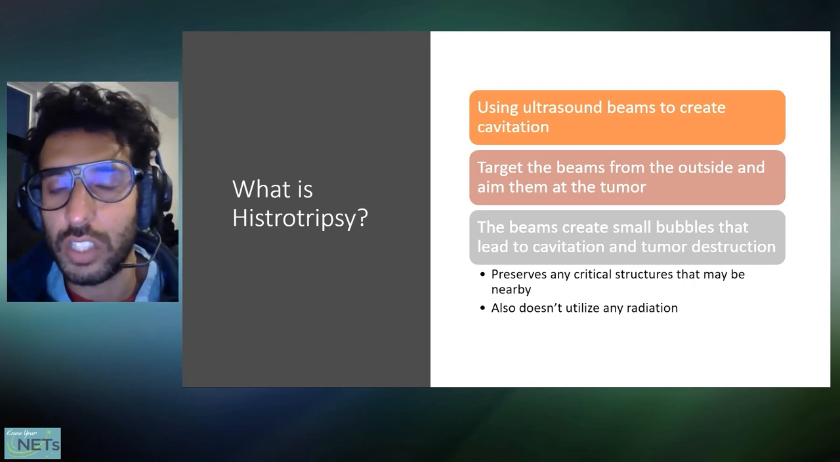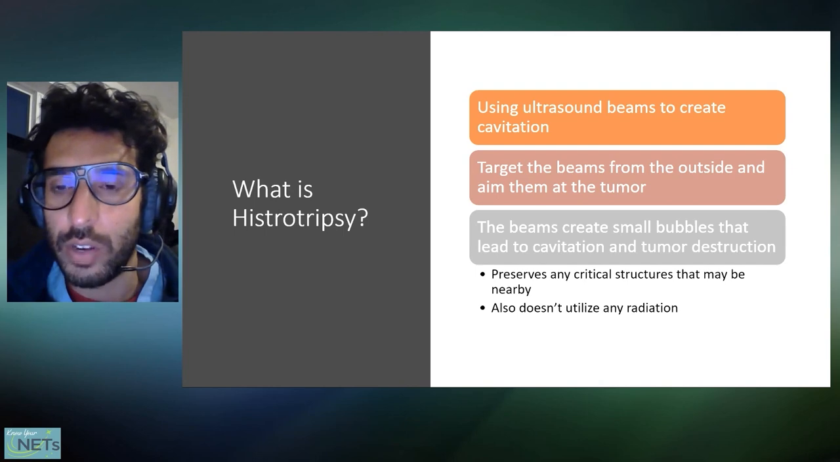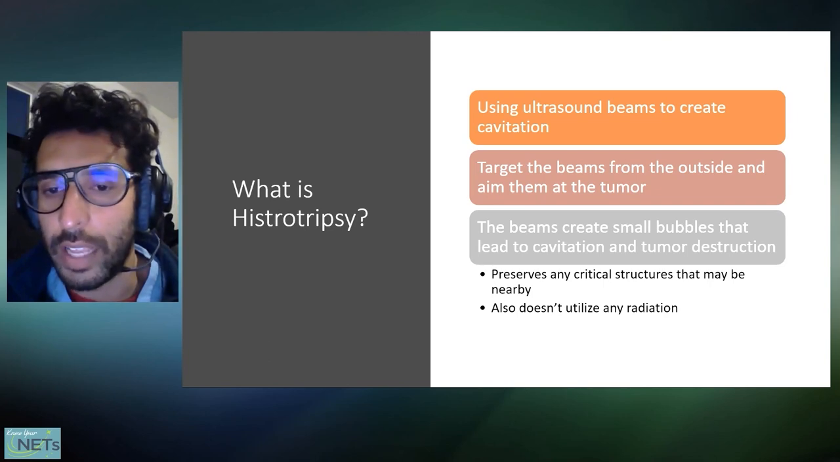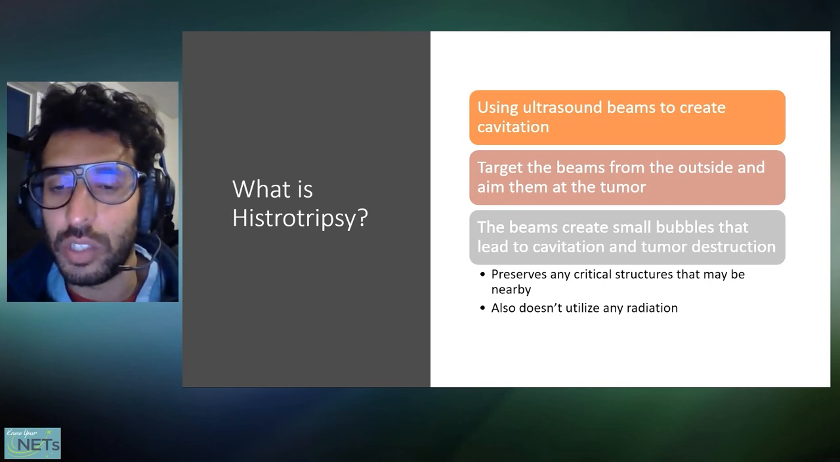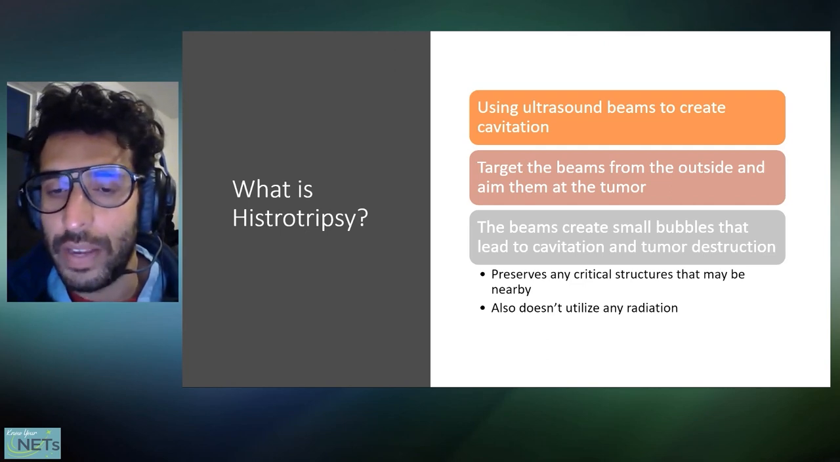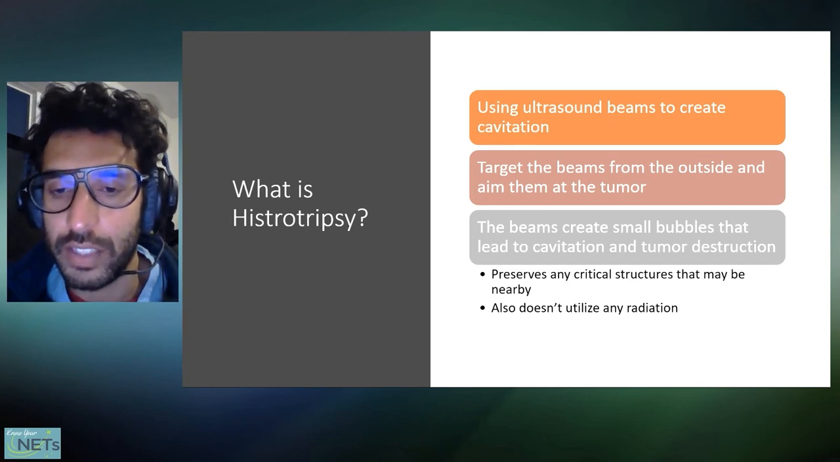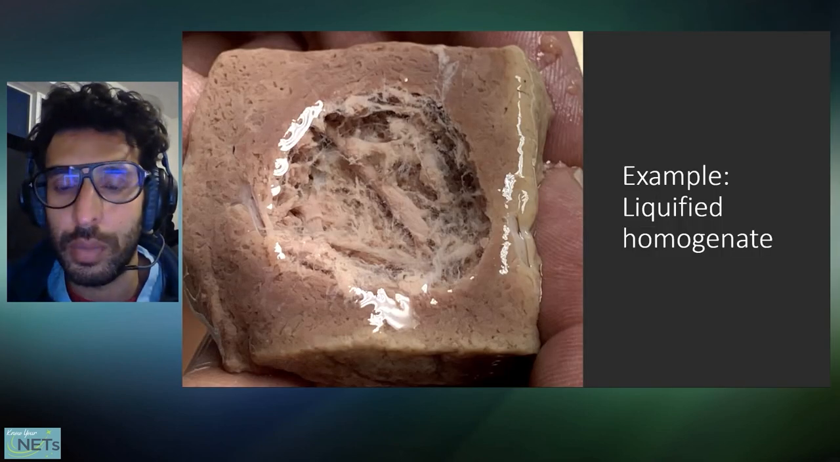And the way it works is it just uses ultrasound beams to create something known as cavitation. It can destroy tissue by focusing these ultrasound beams on the tumor itself. And it does that by creating what we call a bubble cloud that leads to cavitation and tumor destruction. And what's really exciting about histotripsy is that it has the ability to preserve any critical structures that may be nearby. So it seems to work really well for tumors and also be protective for non-tumor tissues like blood vessels and bile ducts and things like that. So it has this ability to be very safe.